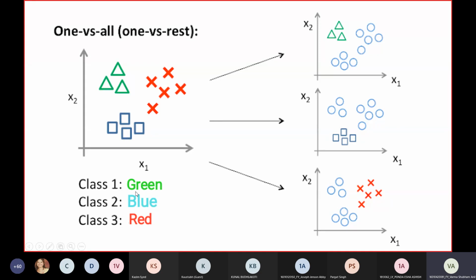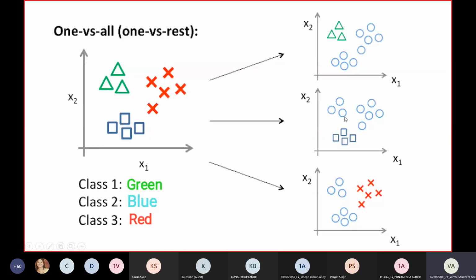What we are doing now is converting the red color and the blue color both into one class, so now we have two classes, one is green and the other one is blue. Similarly, as we have three colors here, we do this three times. First we consider these two as blue, then these two as blue, and then these two as blue. By doing this, we have converted a multi-class classification problem into a binary classification problem.